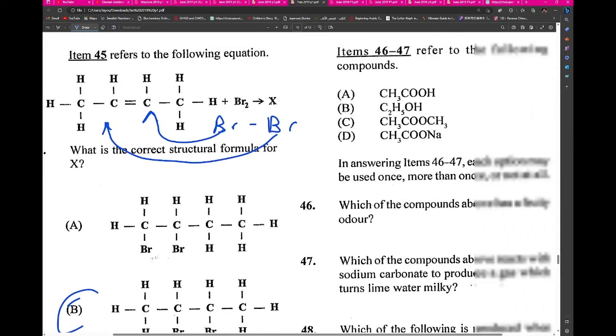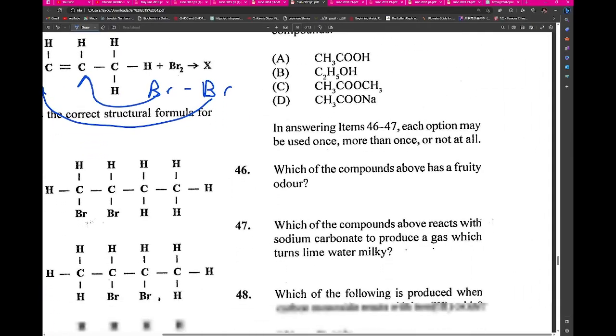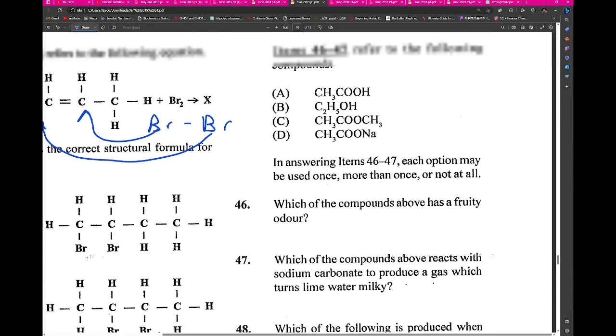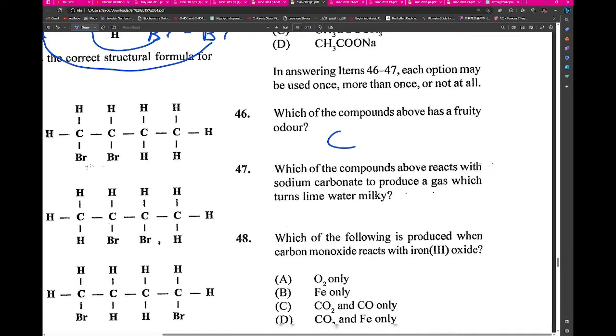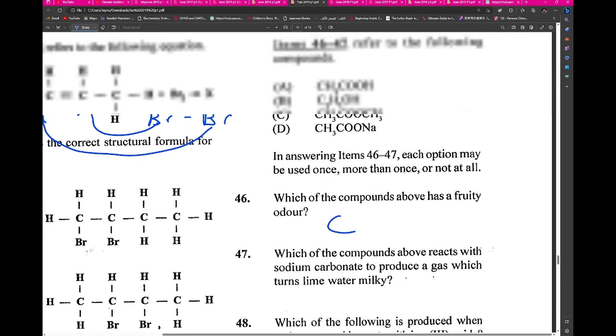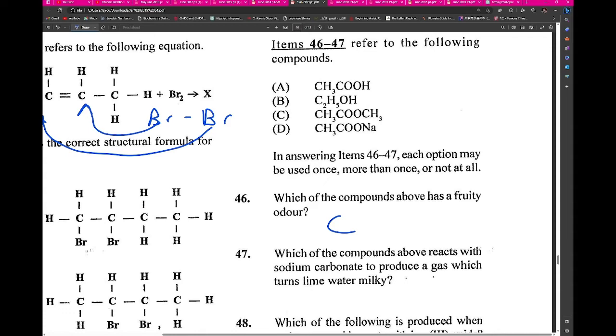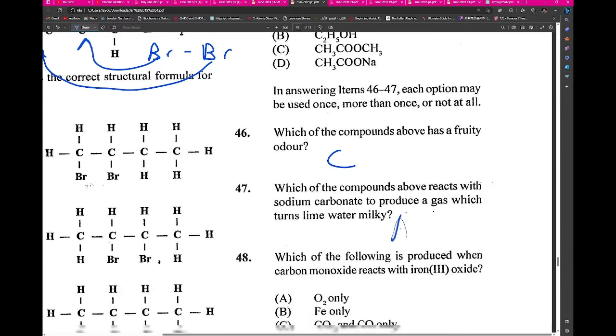Alright, let's look at this now. Which of the following compounds has a fruity odor? So we're probably looking at an ester, which has a fruity odor. Alright, so which one would be the ester here? C would be the ester. Which of the following compounds above reacts with sodium carbonate to produce a gas and water? So this has to be the acid. So A is the acid.